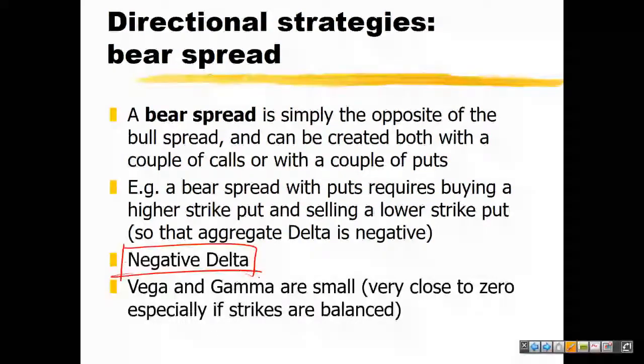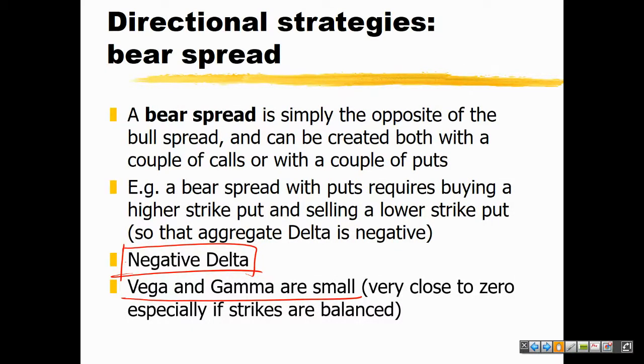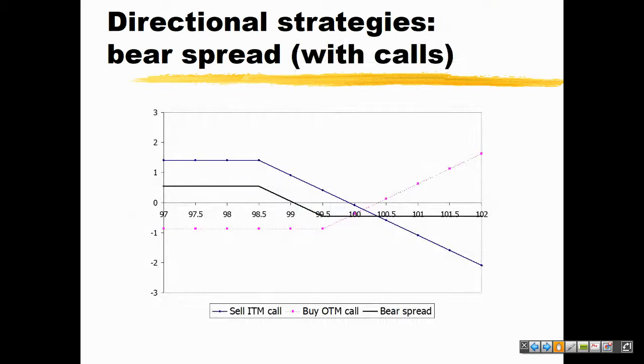So you have a negative delta, clearly, and you have a Vega and gamma and also theta, which are small and tend to be very close to zero if the strikes are balanced. Even with the bear spread, I could potentially draw a table such as the one we did before with 109, 110, 111. I don't do that because it would be boring for you, but you can do that as an exercise if you want, because it's simply a specular story relative to what we've seen there.